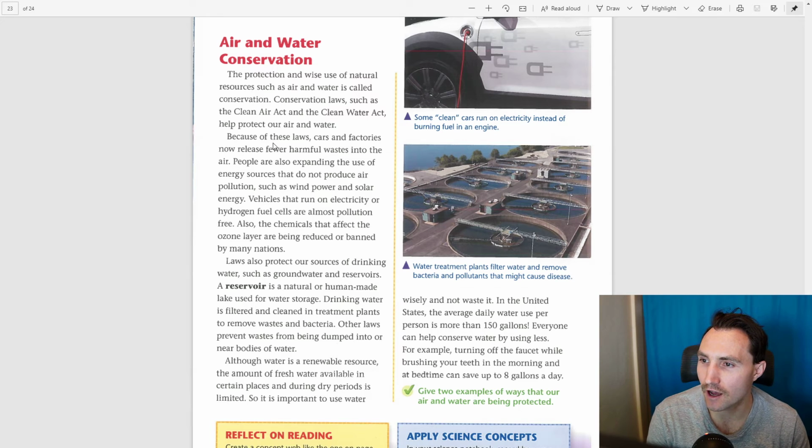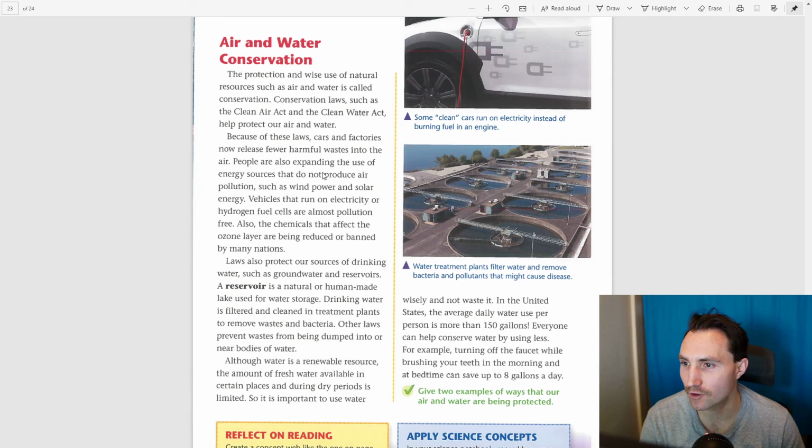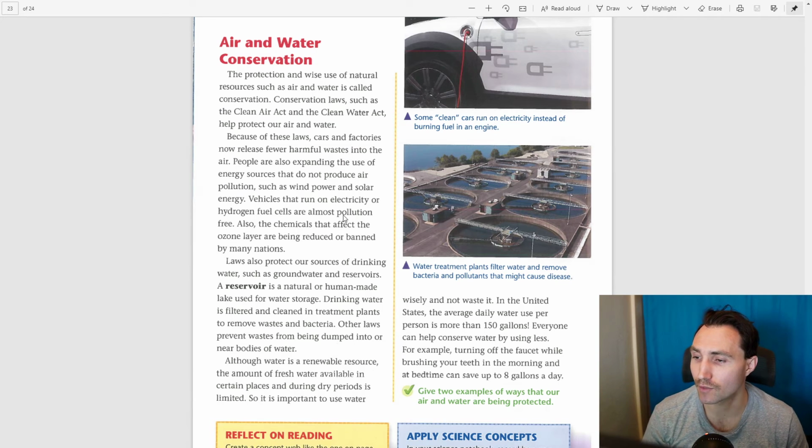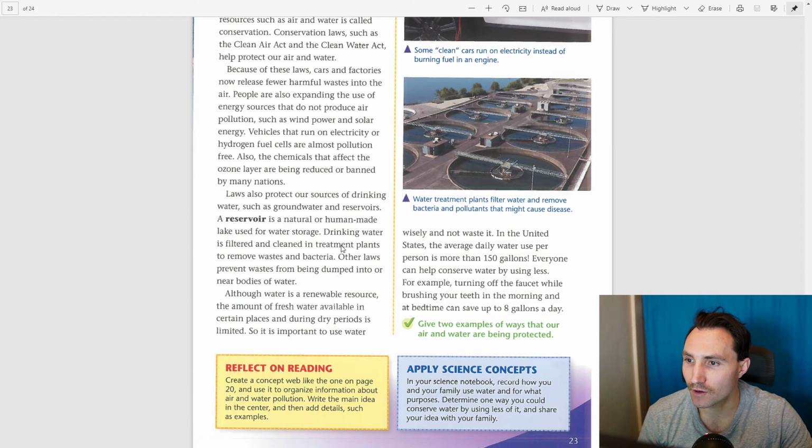So because of these laws, cars and factories now release fewer harmful wastes into the air. People are also expanding the use of energy sources that do not produce air pollution, such as wind power and solar energy. Vehicles that run on electricity or hydrogen fuel cells are almost pollution-free. Also, the chemicals that affect the ozone layer are being reduced or banned by many nations, so it's a global effort to reduce the pollution, which is awesome.